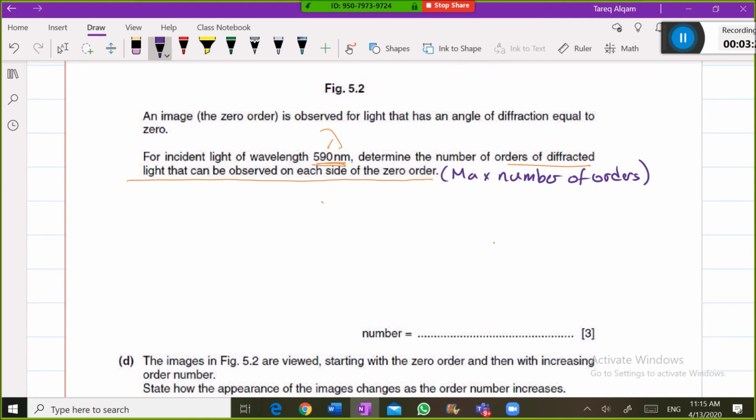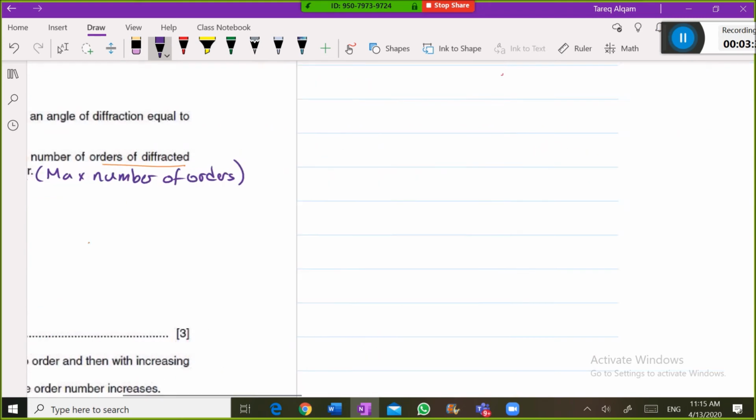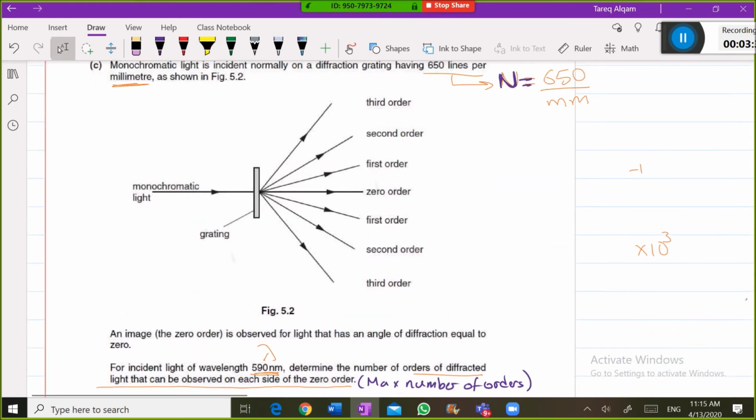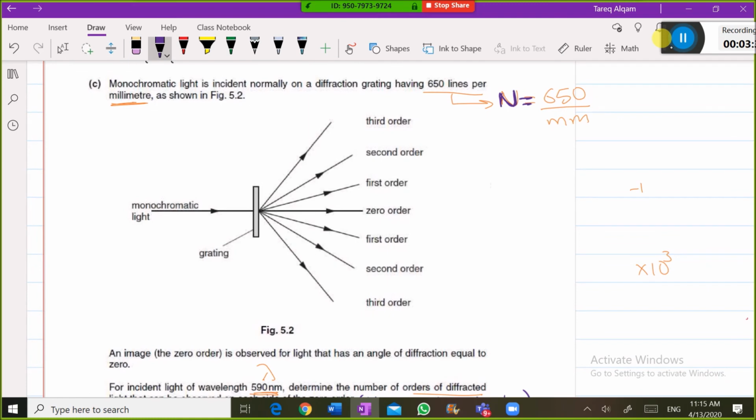To find this maximum number, we have to use, or as I mentioned before here, guys, look, this is a light, this is a monochromatic light. This is the diffraction grating. Here we will have orders.